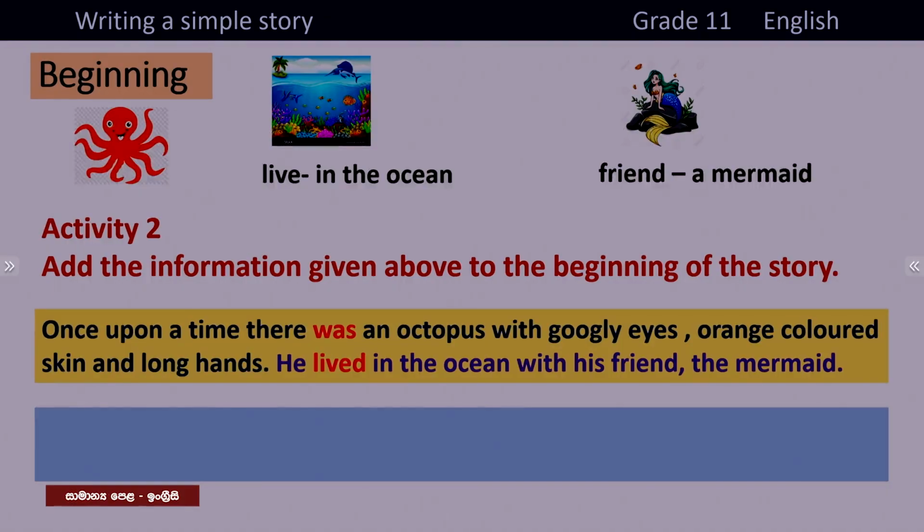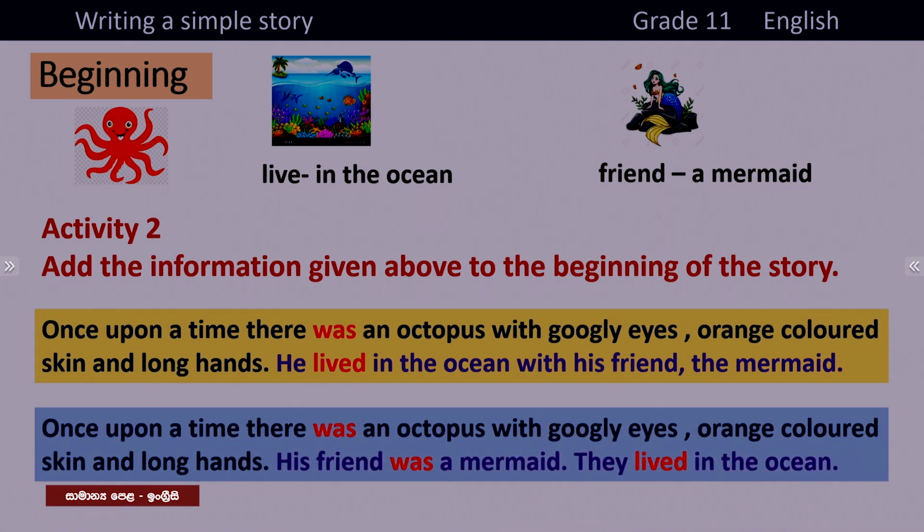Once upon a time, there was an octopus with googly eyes, orange-colored skin, and long hands. He lived in the ocean with his friend, the mermaid. You can also write it in many different ways. See the second sentence I have written. His friend was a mermaid. They lived in the ocean. Hope that is clear to you.